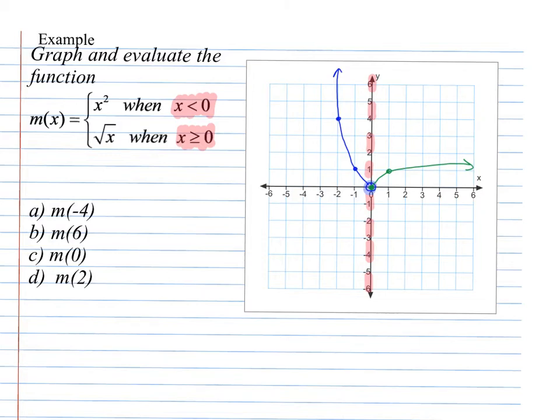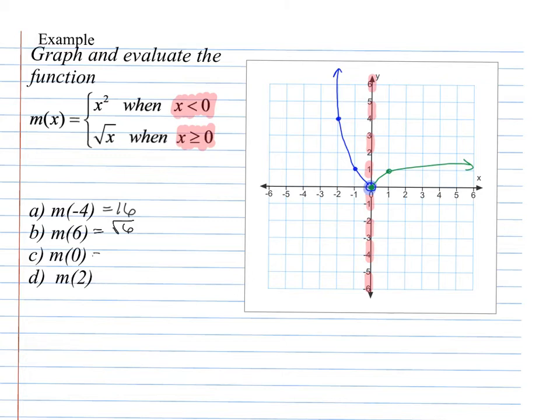Now that I have my graph, again, I could plug these values into the graph, depending on where the restriction lies. Since -4 is on the left side, I would have to plug it into my x squared. So if I plug it in there, I know -4 squared would be 16. 6 is an x that's greater than 0, so I would have to plug it here. And there is no perfect square factor, so that means it's just square root of 6. I can't reduce or simplify that.